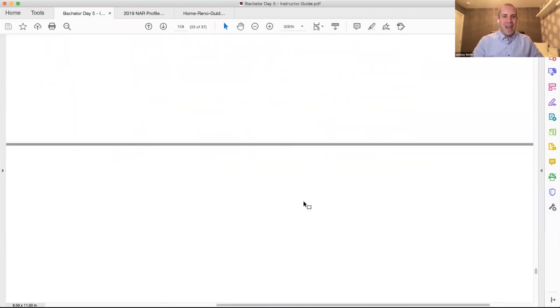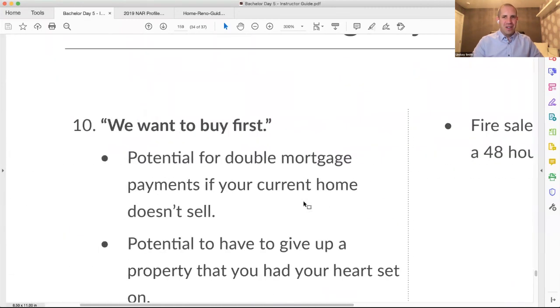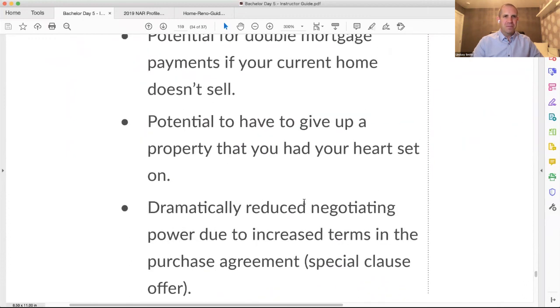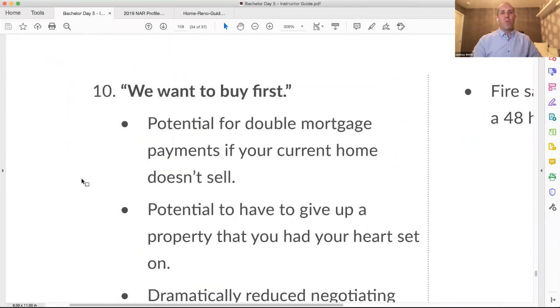All right. And listing objection number 10 is, we want to buy first. So, we're worried we won't be able to find a property. Obviously, there are ways that you can get around this, but there is potential for double mortgage payments if their current home doesn't sell. So you definitely want to encourage people to sell first, so they know exactly what kind of financial position they're in.